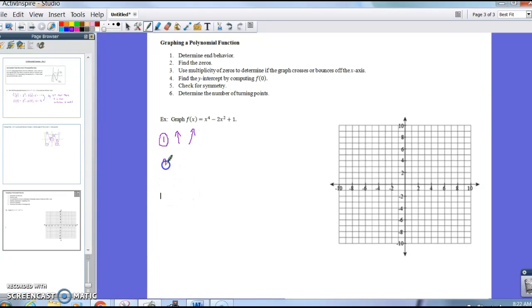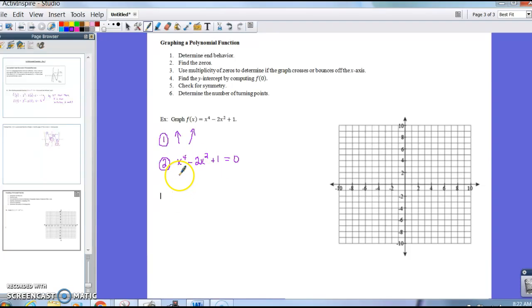Okay, that's the first thing. The next thing I want to do is find the zeros. So I'm going to set this equal to 0 to find my zeros. So set that equal to 0.